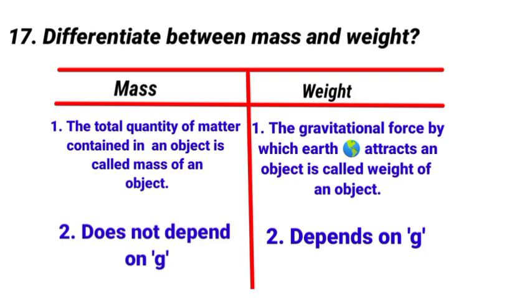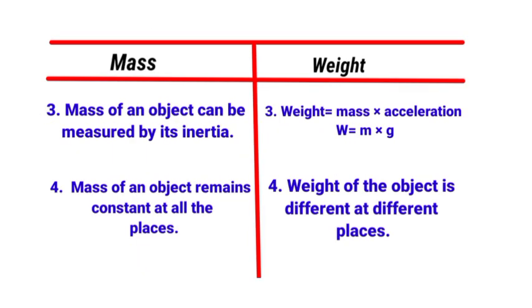Differentiate between mass and weight. The total quantity of matter contained in an object is called the mass of the object. The gravitational force by which earth attracts an object is called the weight of the object. Mass does not depend on g, while weight depends on g. Mass of an object can be measured by its inertia. Weight equals mass into acceleration. Mass of the object remains constant at all places, while weight of the object is different at different places.